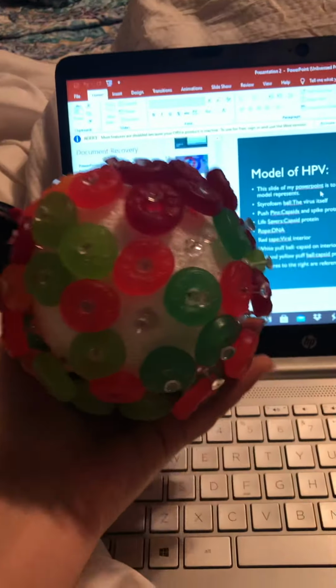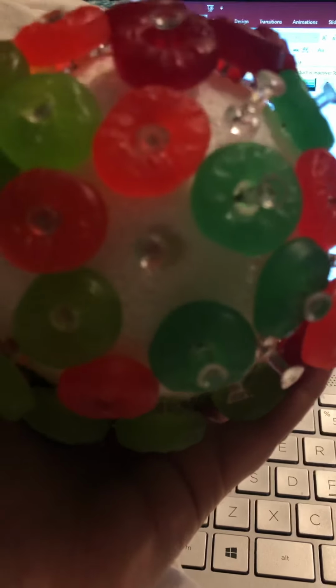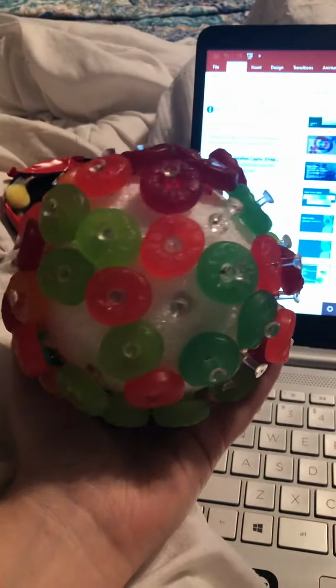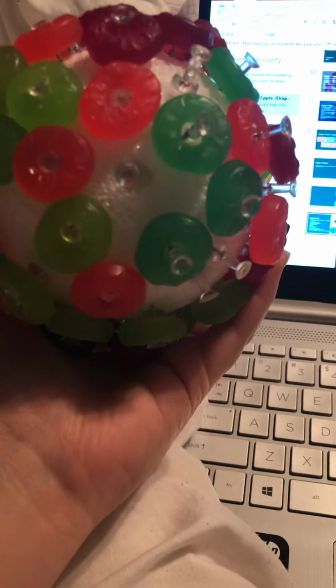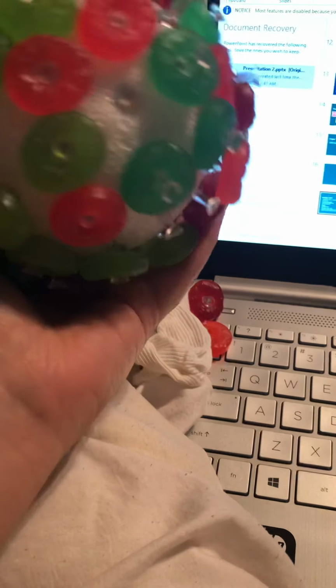This is my 3D model. Things are falling off, but the push pins, without the lifesavers, represent the spike proteins. And the styrofoam ball, which is underneath, represents the virus itself. And the lifesavers represent the capsid proteins, while the push pins represent the capsids and the spike proteins. And it's just a model of it to show how it looks. But that's it on my thing, and that's everything that I've learned this semester about my microbe, which was human papillomavirus. Thank you.